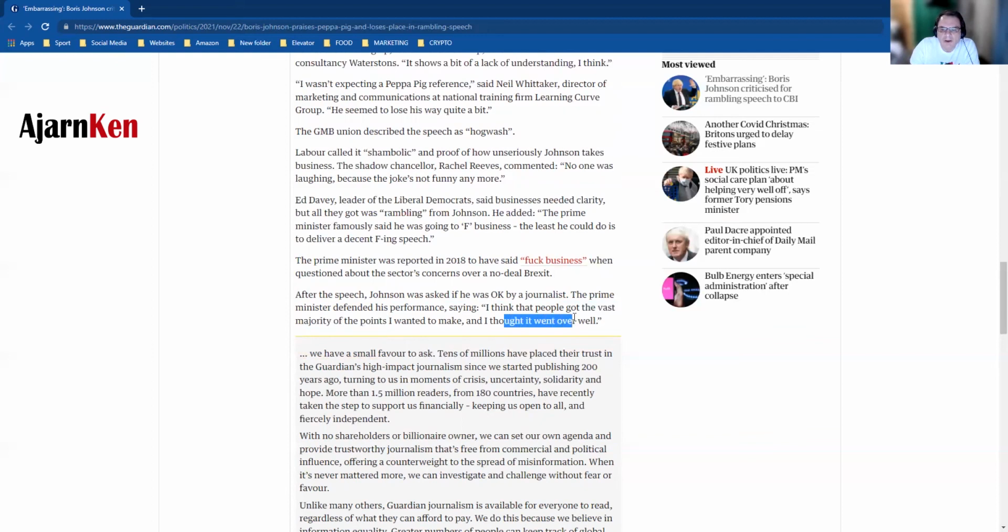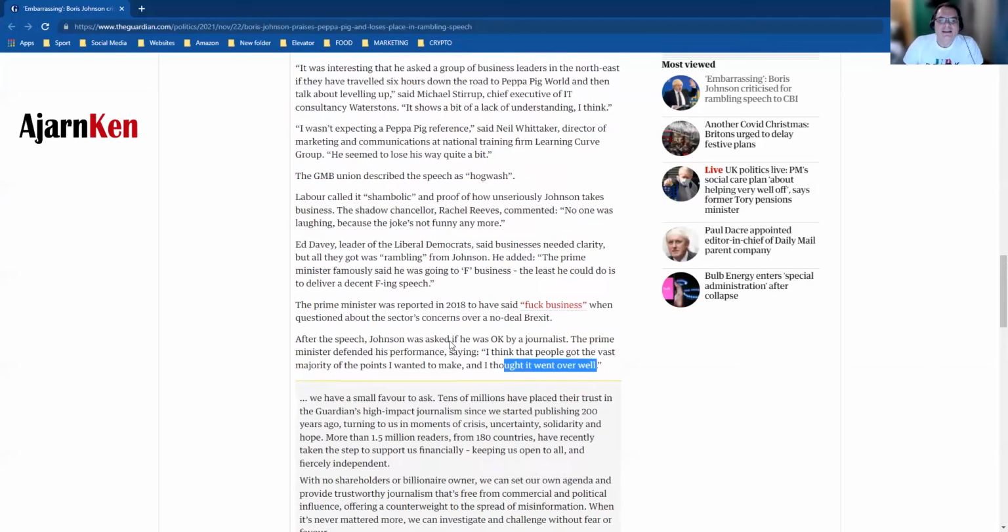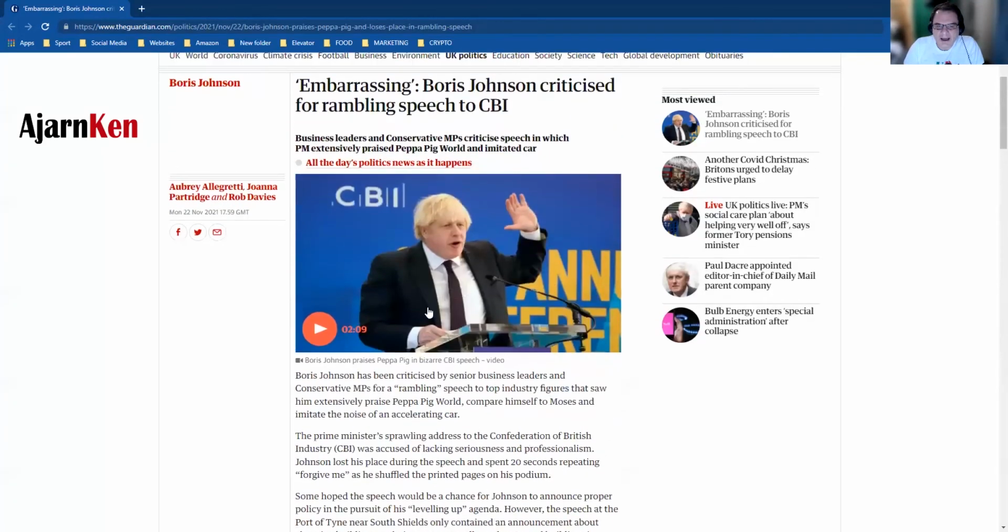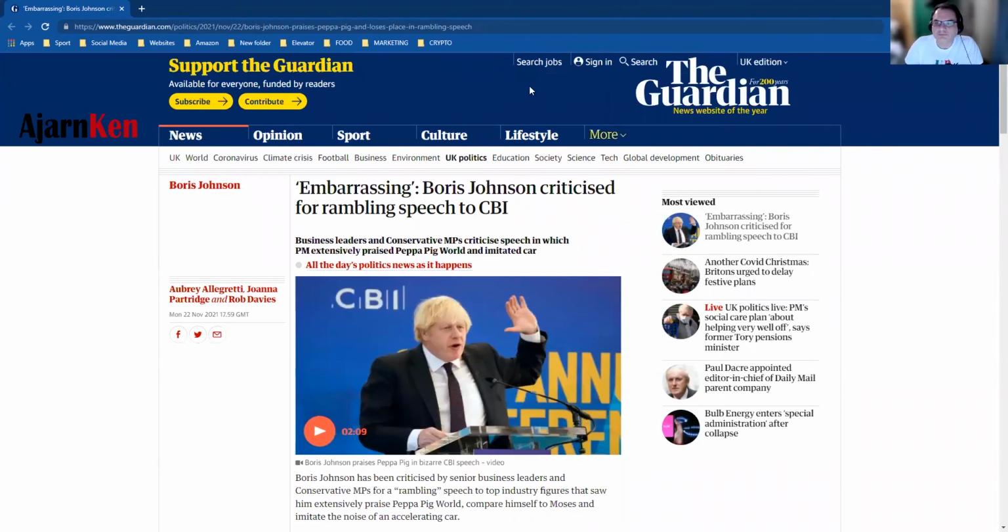"And I thought it went over well," which means that if something went over well, it means that people understood it and they thought what they heard was excellent. So if something went over well, people understood what he was talking about. So that's a little bit of The Guardian, some of the vocabulary in the context of the UK Prime Minister Boris Johnson and his speech to business leaders in the UK.